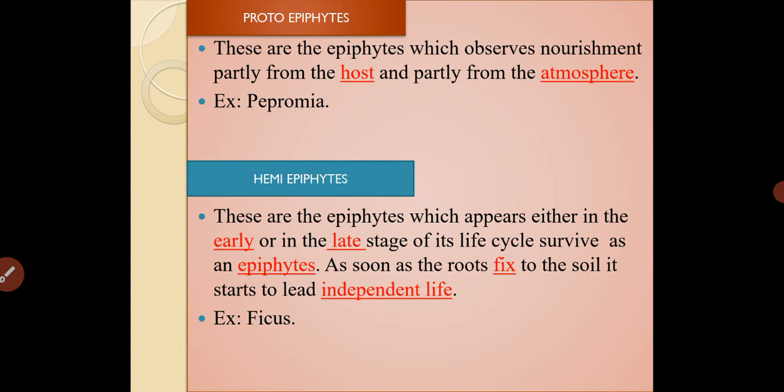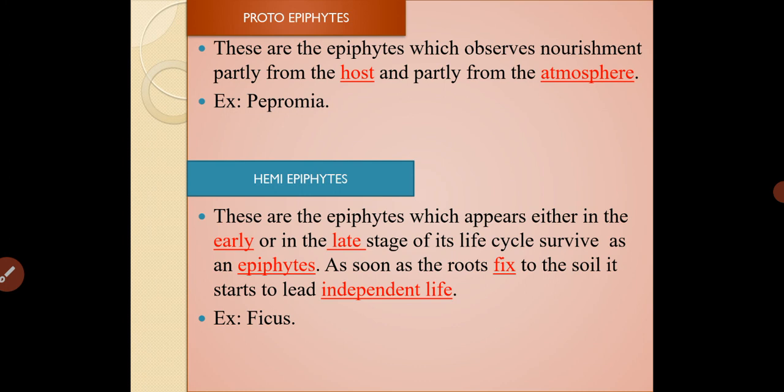Hemiepiphytes. These are epiphytes which appear either in the early or in the late stage of their life cycle as epiphytes. As soon as the roots fix to the soil, it starts to lead an independent life. Example, ficus. Hemi refers to half.